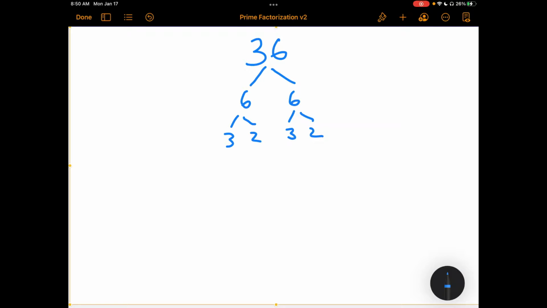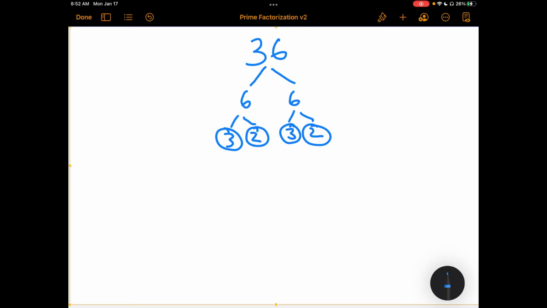And all of those numbers are prime numbers. I cannot divide anything else into 3 to get another number. So 3 is a prime number and 2 is also a prime number. So here I've got my prime factorization for the number 36. I've gotten 3, 2, 3, 2.